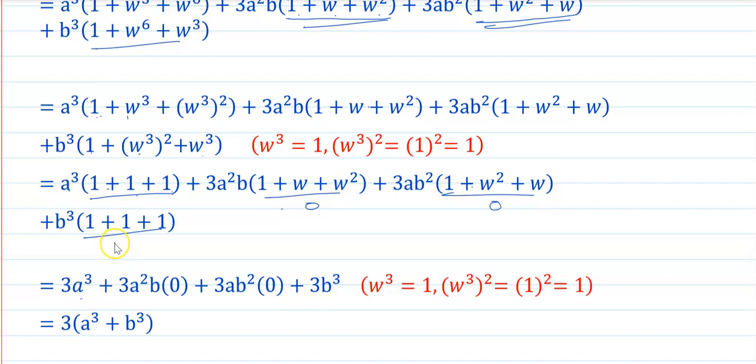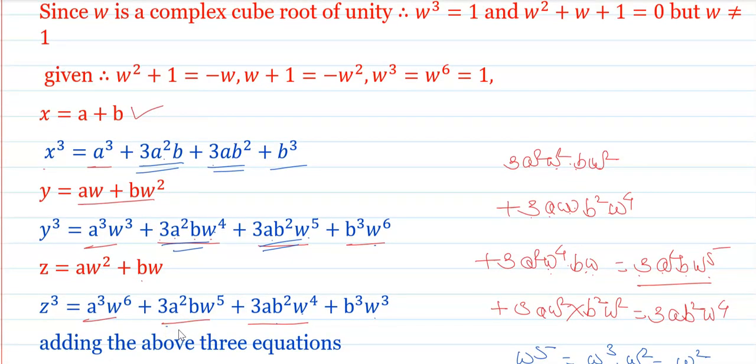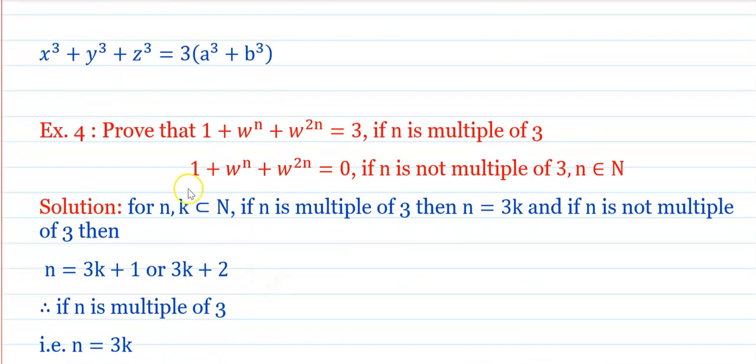And what about here? 3b cube. Okay. हे मिडल इथले काय आले? तर ते 0 आले. Take 3 as a common. Then in bracket you will get a cube plus b cube. And hence it is a root. Okay. It's a value. Therefore, the value of x cube plus y cube plus z cube is equals to 3 in bracket a cube plus b cube.